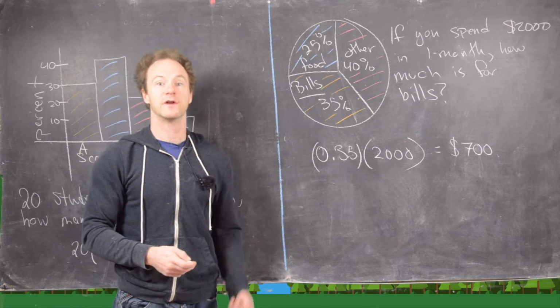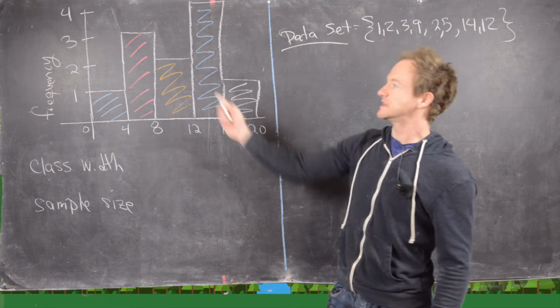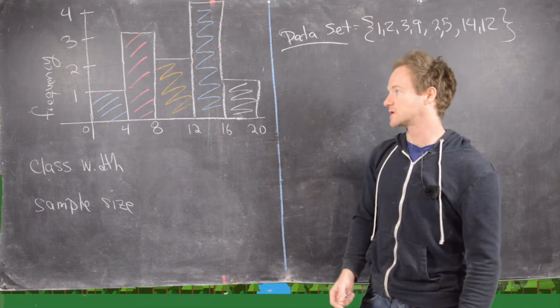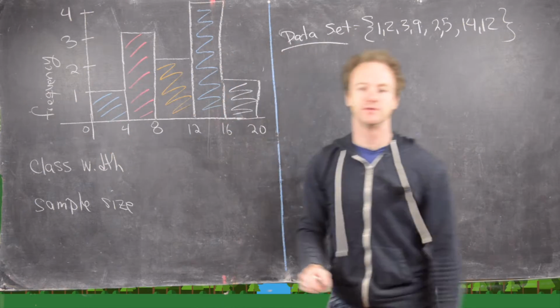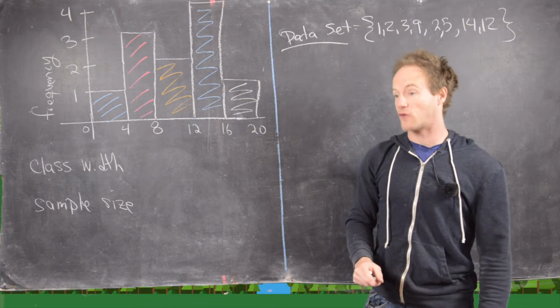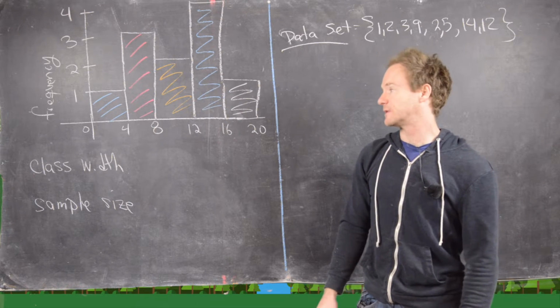Okay, I'll clean up the board and then we'll keep going. Okay, now we're ready for our next two examples. So let's say we have the following chart. And so this gives you the frequency of values within a certain range. So again, this is a graphical interpretation of a frequency table.